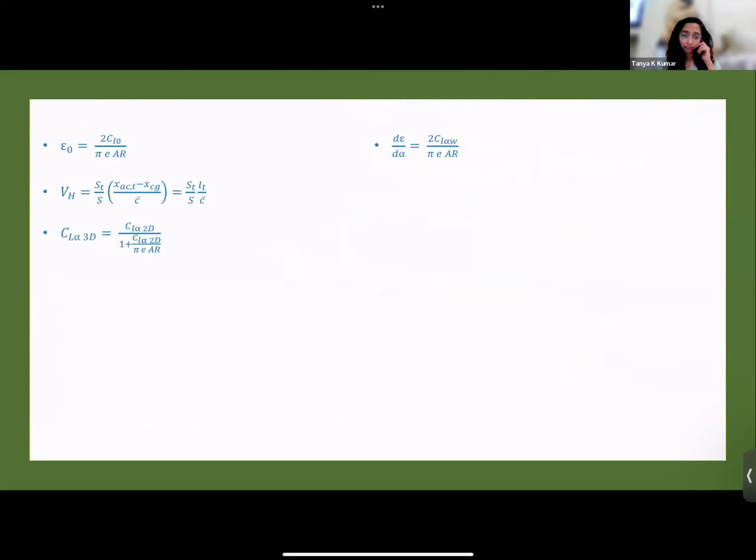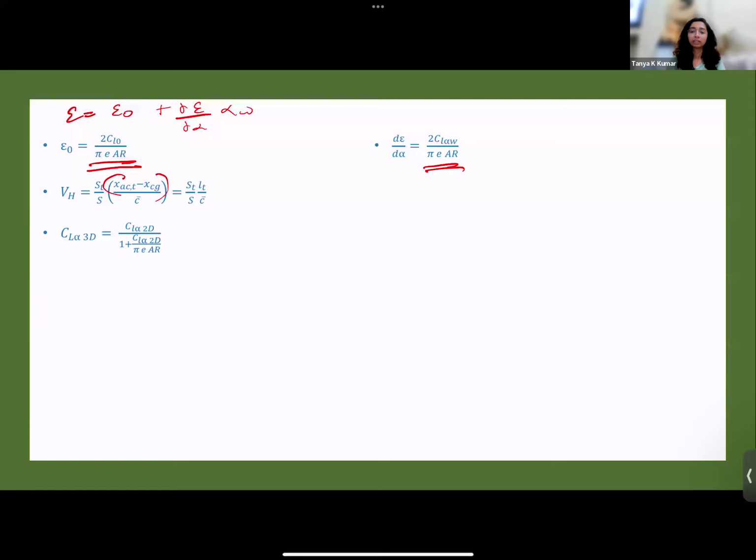So these are just the mathematical equations for the terms that we described before. Epsilon was epsilon naught plus d epsilon by d alpha into alpha, where epsilon naught is defined by this equation, 2 CL naught by pi e AR, and the slope is given by 2 CL alpha by pi e AR. VH we just saw, the horizontal tail volume ratio, and it's given by S_T L_T by S c bar, where L_T is the tail moment arm, which is the distance between the AC of the tail and the CG.